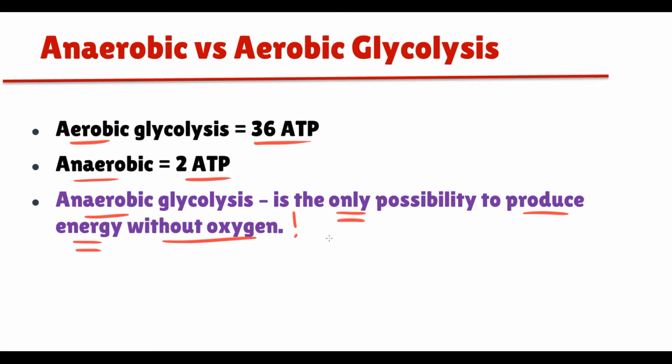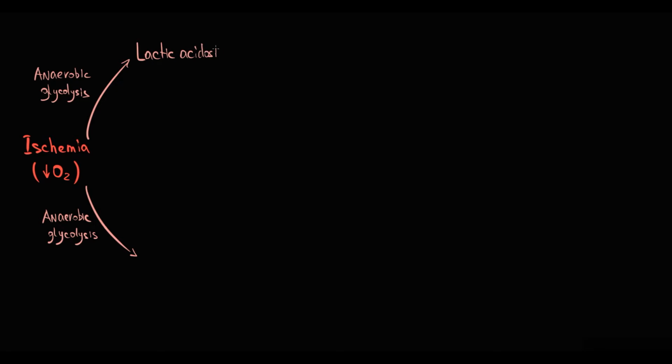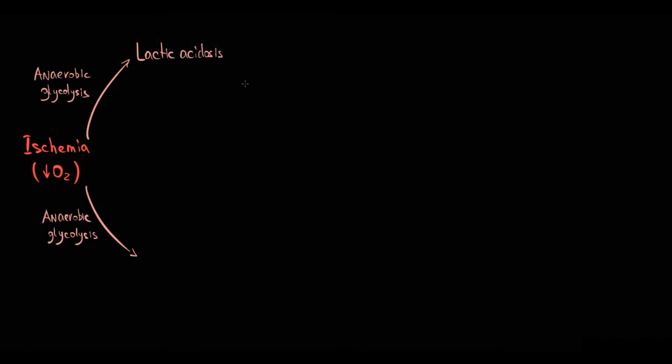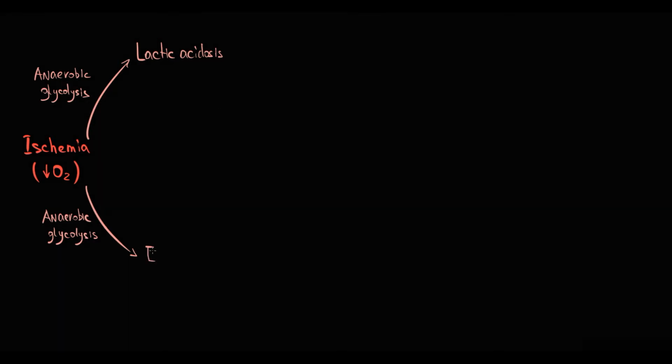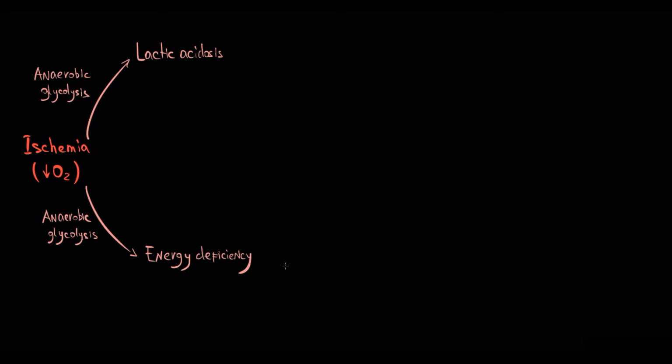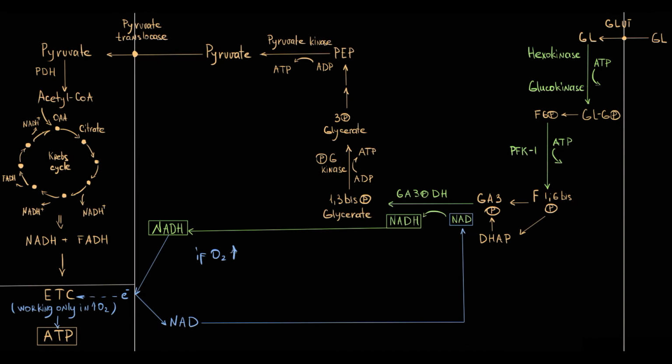Anaerobic glycolysis has two major issues. First of all, anaerobic glycolysis causes lactic acidosis of myocardial tissue. And also, because anaerobic glycolysis produces a significantly lower amount of energy compared to aerobic glycolysis, ischemia creates an energy deficient state. So to understand how these two conditions occur, we will explain this step by step. This is the general picture of aerobic glycolysis that works in tissues that have enough supply of oxygen.